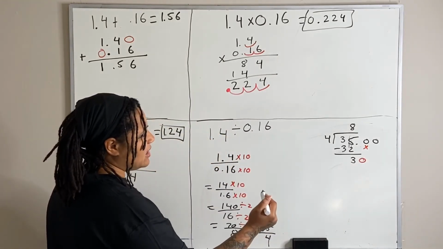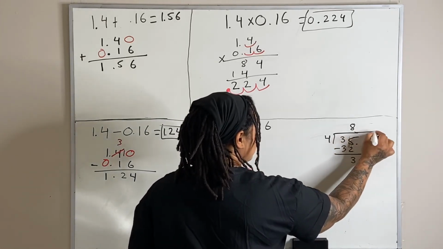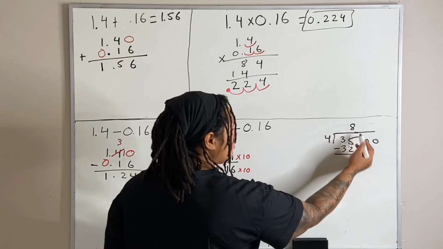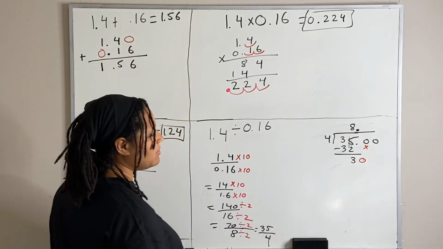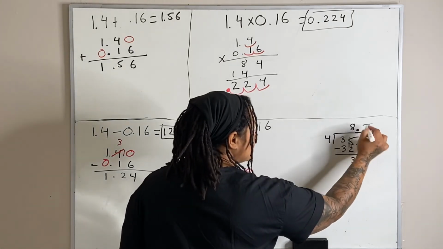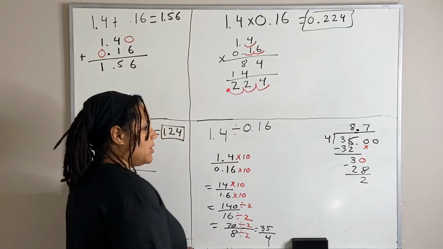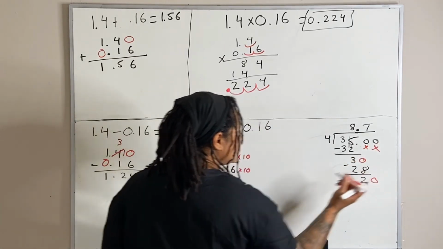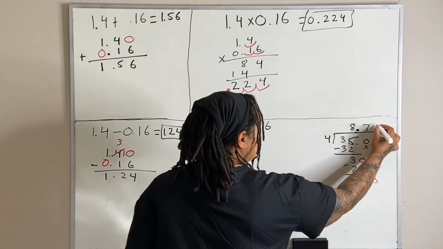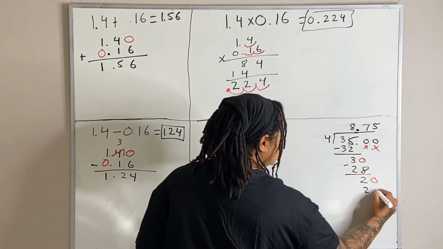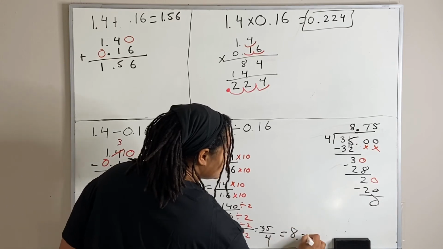So now we say that 4 goes into 30. How many times does 4 go into 30? Well, 4 goes into 30 7 times. Now, before I write the 7 up here, I'm going to carry up my decimal. Make sure it lines up, okay? So 4 times 7 is 28. Now I'm going to subtract here, and bring down another 0, right? So now how many times does 4 go into 20? 4 goes into 20 5 times because 4 times 5 is 20. So now we have no remainder. So our final answer is 8.75.